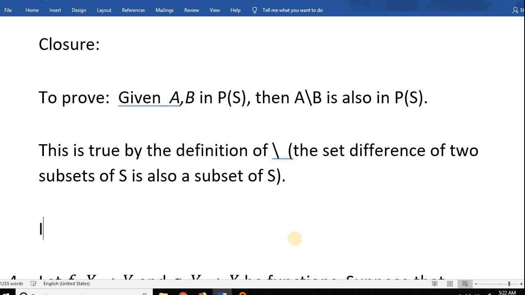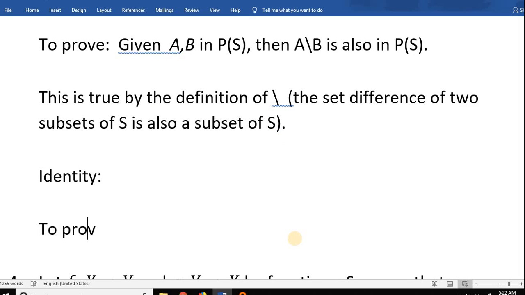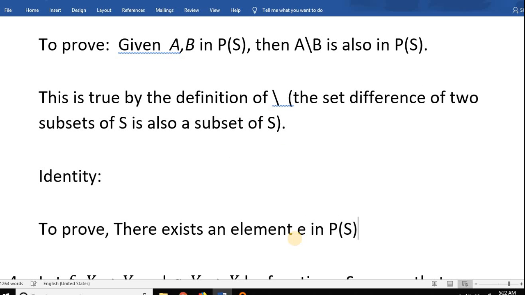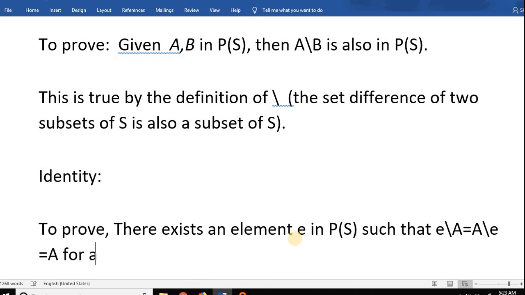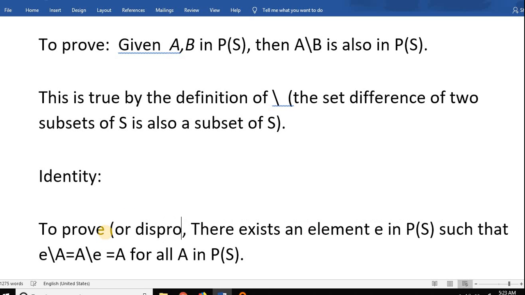Right? Let's do identity. Okay. All right, so let's see what we need to prove. We'll say there exists an element E in P of S such that E backslash A equals A backslash E is equal to A for all A in P of S. Right? So that's what we want to prove. I can say to prove or disprove.